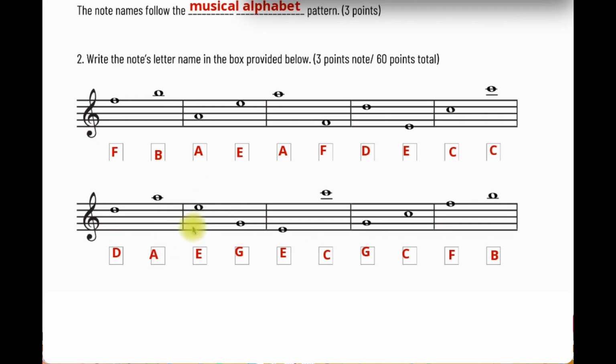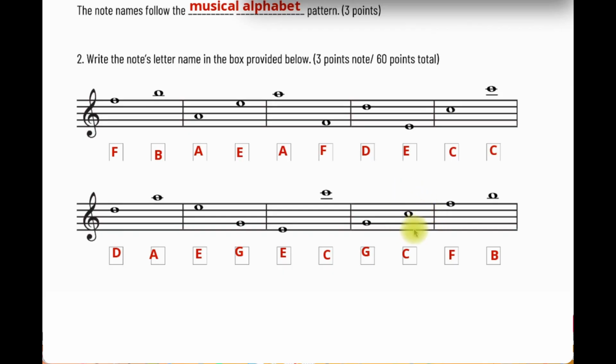And here we have a space note here on the 4th space, note E. We have our note here on the 2nd line, note G. We have our note here on the 1st line, note E. We have our note here, which is a ledger line above the treble clef staff, note C. We have our note here on the 2nd line, note G.